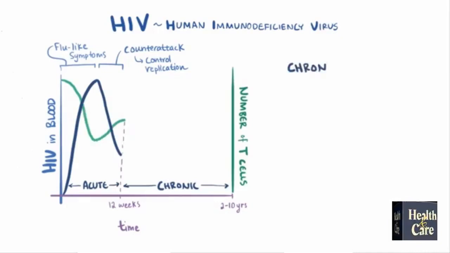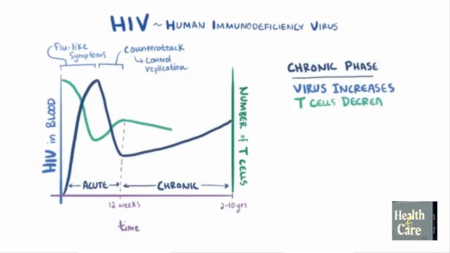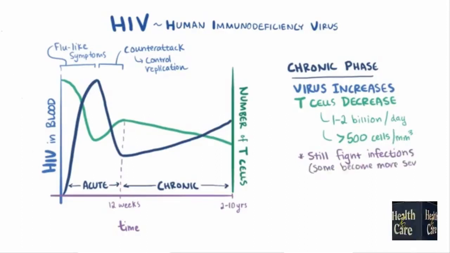After this point, even though there may not be any clinical signs or symptoms, the virus is steadily chipping away at the immune system, and the number of viruses in the blood slowly increases, while at the same time T cells slowly decrease, losing about 2 billion T cells every day. During this chronic phase, T cell counts usually remain above 500 cells/mm3, about the size of the head of a pin, and patients can still fight off other infections fairly well, although some infections like tuberculosis become more common and severe.